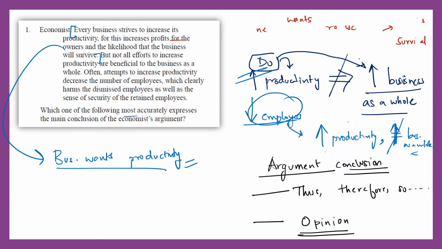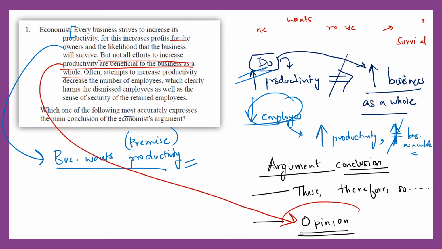It's giving you a fact. It's kind of like a premise, right? This is the premise of the argument. The next line you can see is like an opinion. It says that not all efforts to increase productivity are beneficial to the business as a whole. Now you can see here that this is an opinion, and therefore it's very likely for this to be the conclusion.